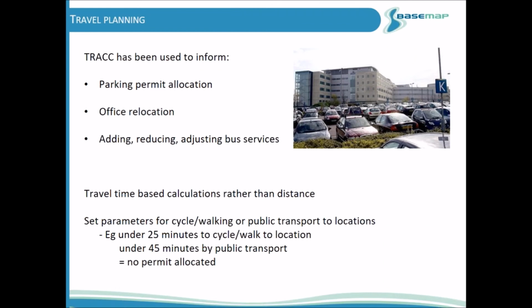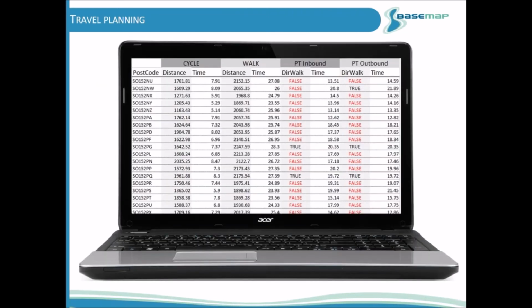And they then said, right, actually, as a staff member, if you can get to your place of work within a 25-minute cycle, a 25-minute walk, or a 45-minute public transport journey in both directions, both getting to the site and home from the site, then you're not allowed to drive in anymore. And if you're outside of that service, so it took you half an hour to walk and an hour to get the bus, then effectively you were allowed to park on site. And TRACC gave that robust evidence that they could then use to inform and put these kind of decisions into practice. And the type of analysis they used for that was a matrix file.